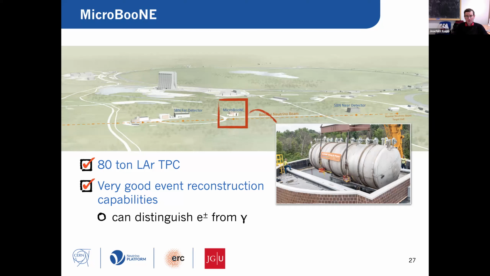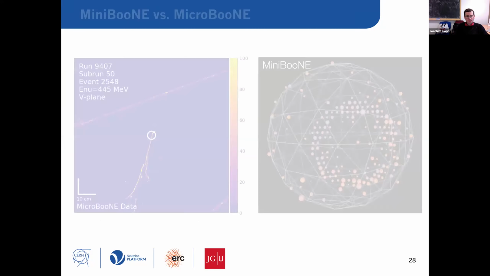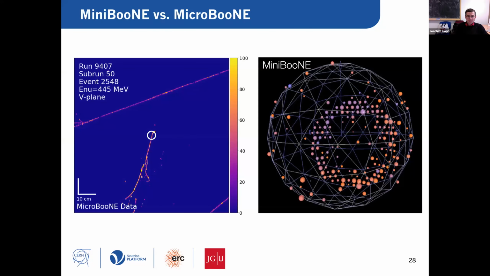As such, it has very good event reconstruction capabilities, and in particular, it is able to distinguish electrons from photons. So it is able to distinguish a true electron neutrino appearance signal from a fake signal due to any source of single photons. Here you can see such an event display from MiniBooNE versus MicroBooNE. On the right-hand side is MiniBooNE. You can see that there's basically this blurry Cherenkov ring. That's all you have to work with.